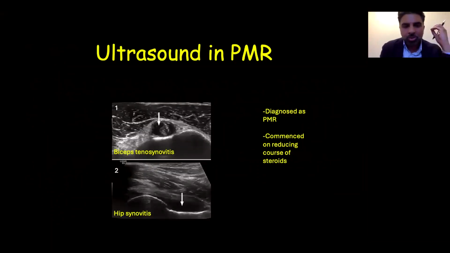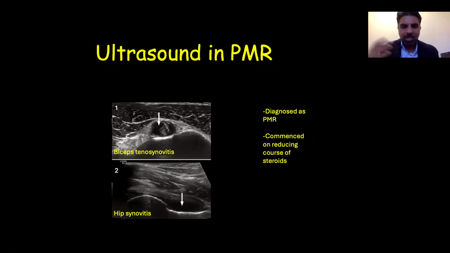His ultrasound scan shows that he has some inflammation around the biceps tendon. If we look at the first image at the top, this is an ultrasound image of the biceps tendon, and you can see that there is some tenosynovitis around this, which is quite classic for this condition. Then I've also looked at his hip joint, which is what we see on number 2. And here you can see that he's got an effusion and some synovitis.